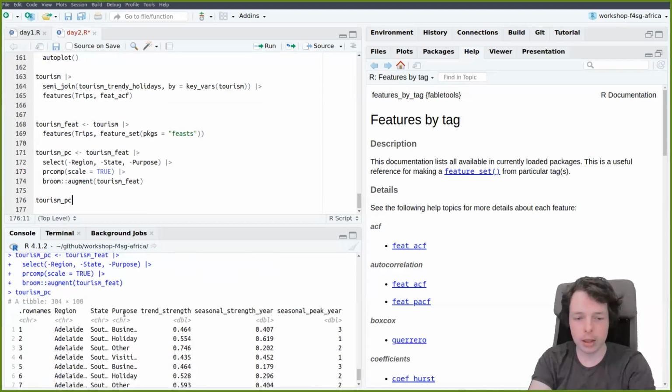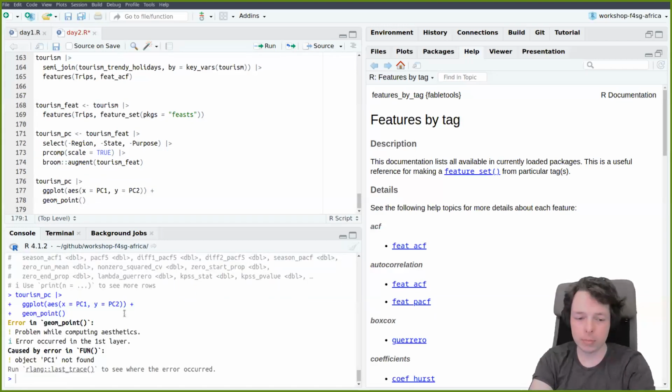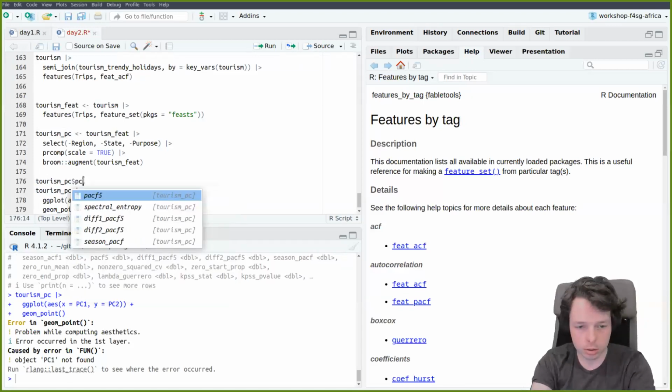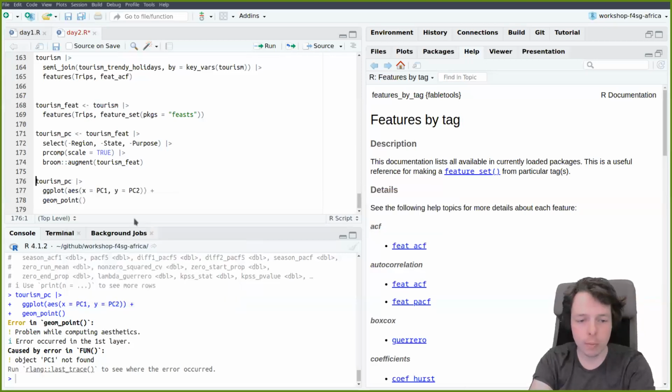There we go. And now we can start visualizing those components. So let's use ggplot. Principal component 1 on the x-axis, principal component 2 on the y-axis, and then use a scatter plot. It's not principal component 1. Let me check what it was called. It's called .fitted PC1. So let me fix that. .fitted PC1, .fitted PC2.